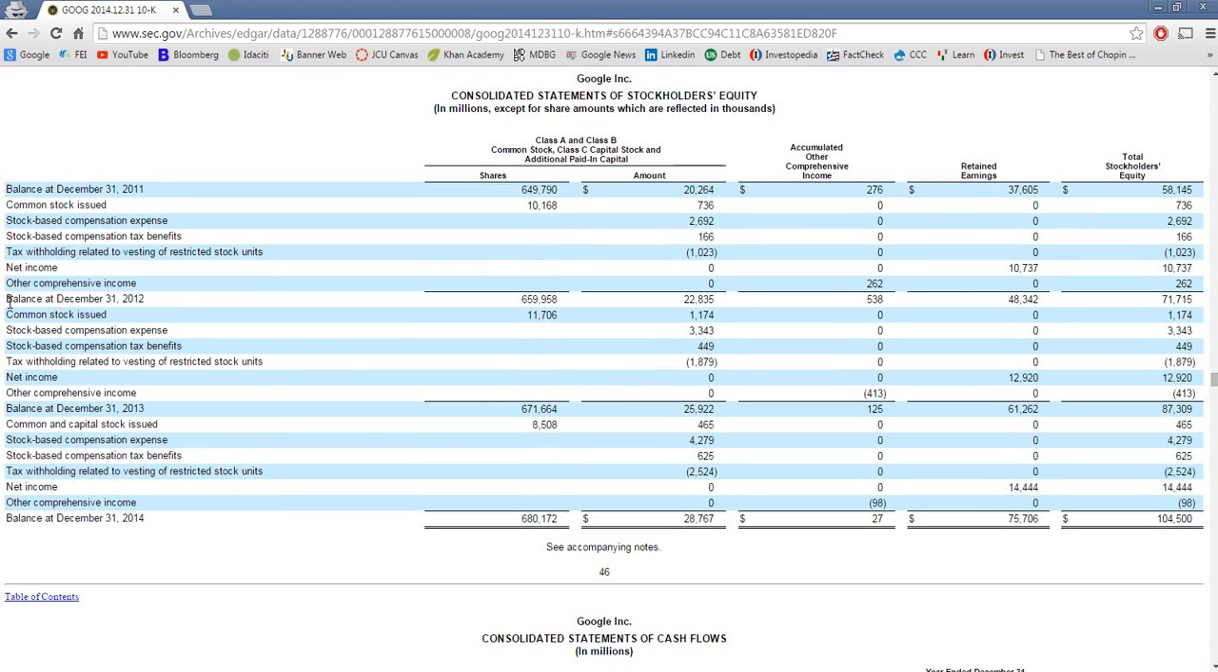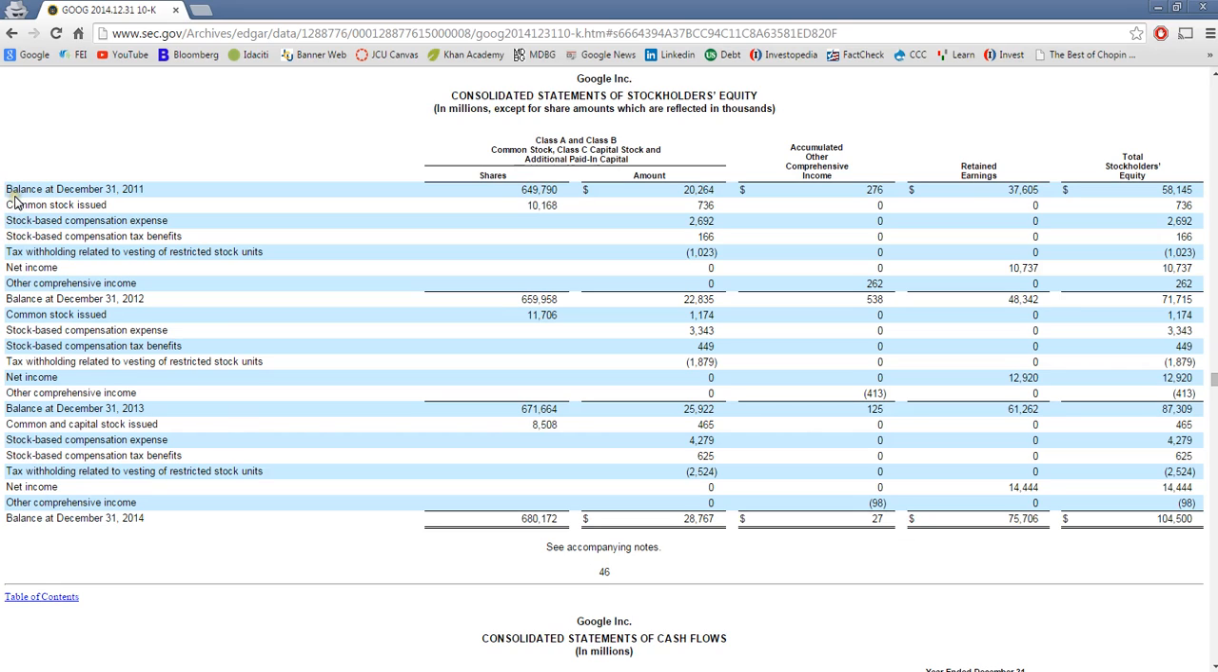And then you have the statement of shareholders' equity. That's just saying, hey, assets equal liability and equity. We're going to make a statement that just looks at the equity section. And this is pretty much showing you a way to think about this. This is showing you the closing out of net income and equity.